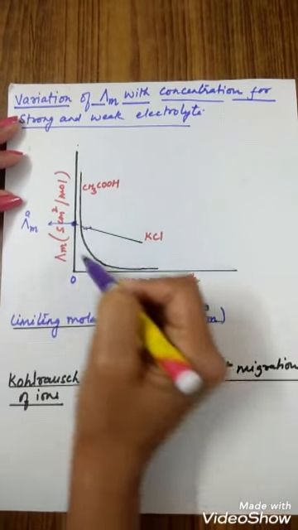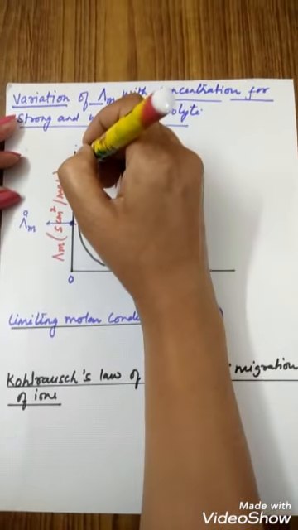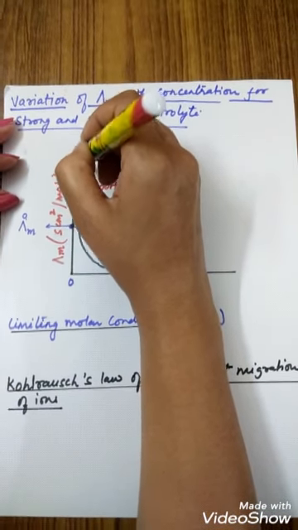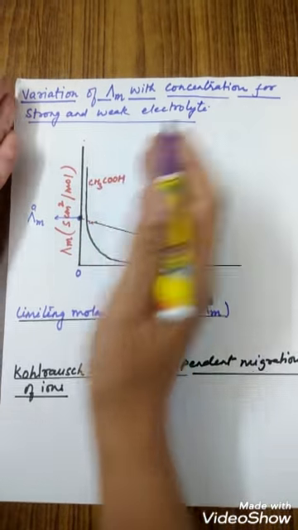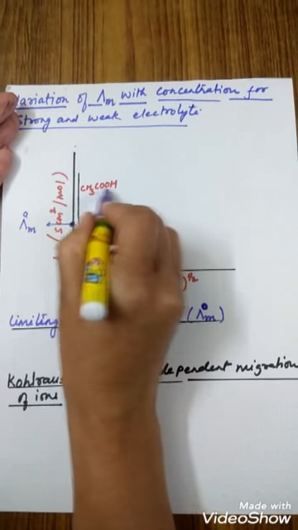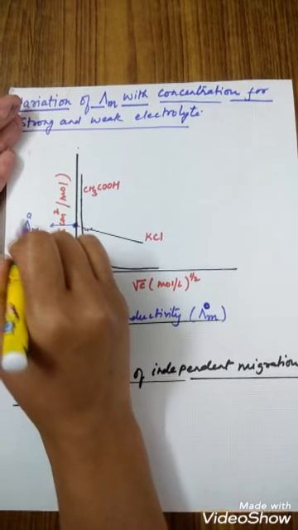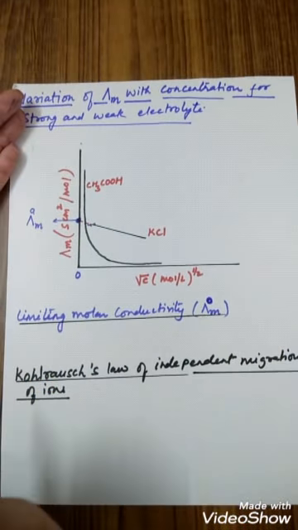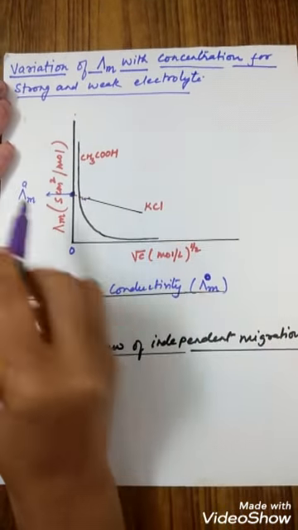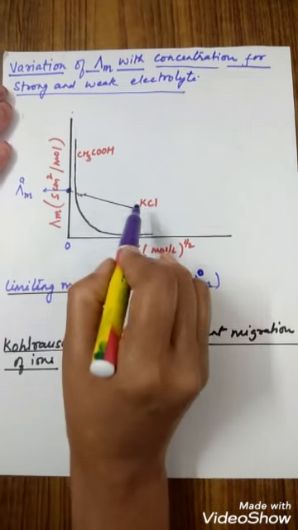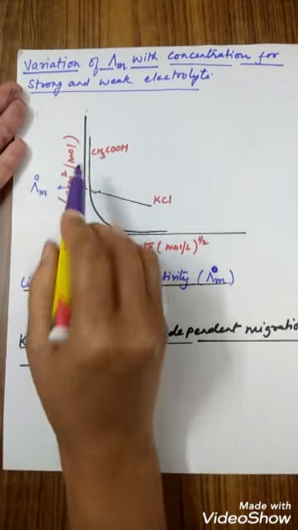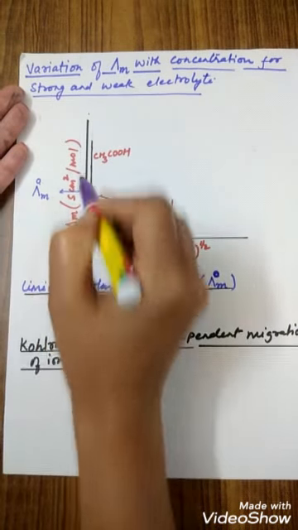Now see the nature of the curve for weak electrolyte. If I try to extrapolate this curve, then I won't be able to meet this curve with this axis. Why? Because this curve has now become parallel to this axis, and for weak electrolyte I can never get lambda m naught by this graphical method. So this is the limitation of the graphical method, that we can find lambda m naught, limiting molar conductivity, for strong electrolyte, but we cannot find it for a weak electrolyte. We can find it for strong but not for weak.